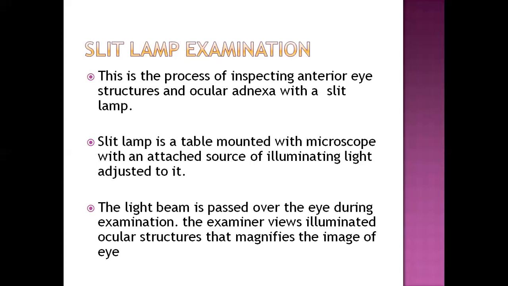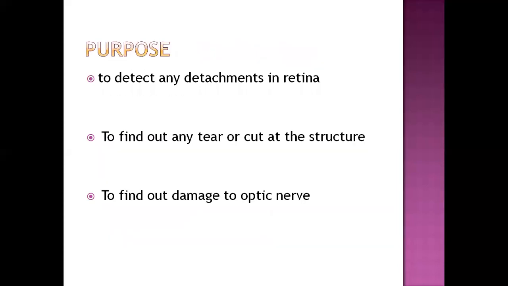Light beam is passed over the eye, and through that light beam, what we can see is that light beam shows us every part of the eye microscopically, clearly. Purpose of slit lamp examination is to detect any detachment in retina, any detachment of the cells of the retina, to find out any tear or cut, and to find out damage to optic nerve, to find out whether the part that carries the nerve towards the brain or that receives the nerve from the brain is damaged or not.